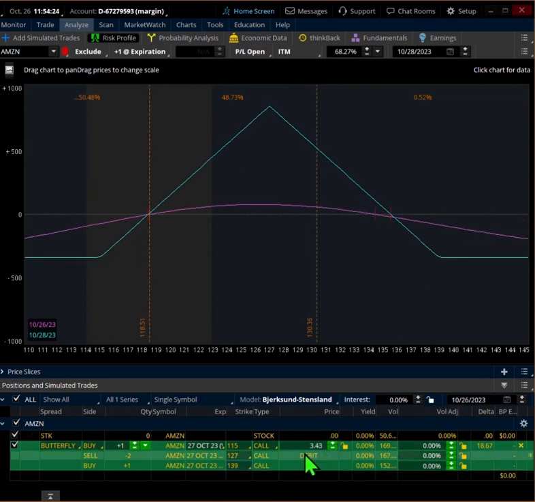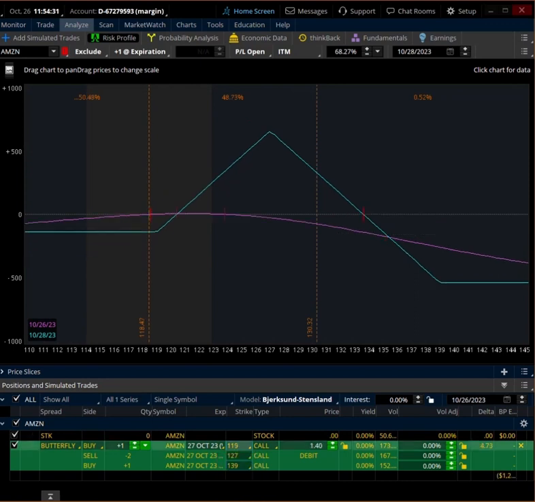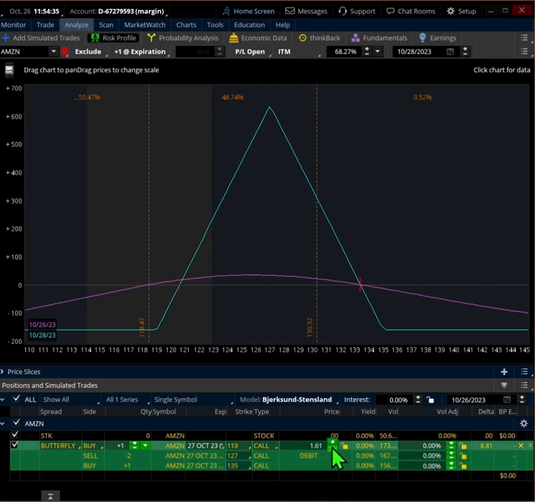Oh, I don't like that either. Yeah, we might shrink this up. We might shrink this up to how about a 119, go $8 wide, and 135 here. That's a $1.61 debit. So our max profit here would be the distance between the strikes of $8 minus the debit paid of, let's call it $1.60. So we could potentially make $640 on this trade if we pin it. If we pin this puppy to 127 by tomorrow.